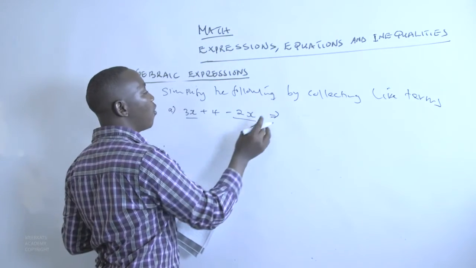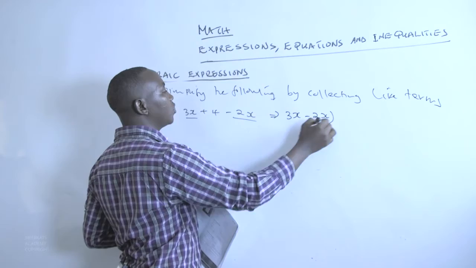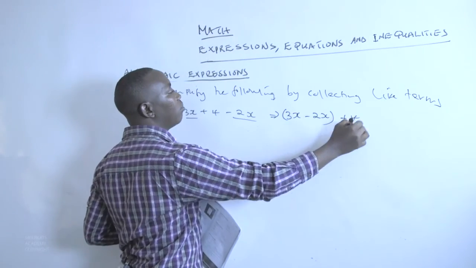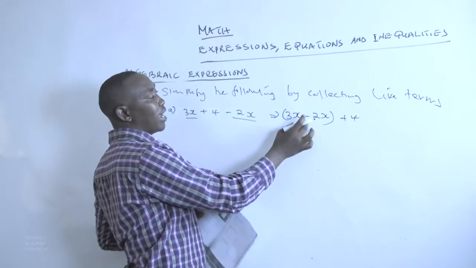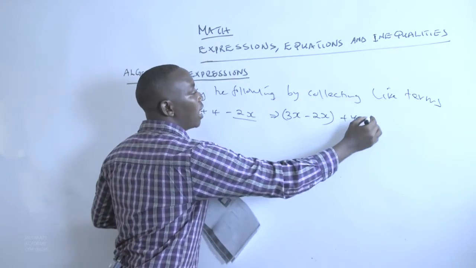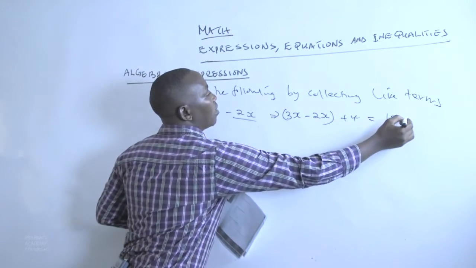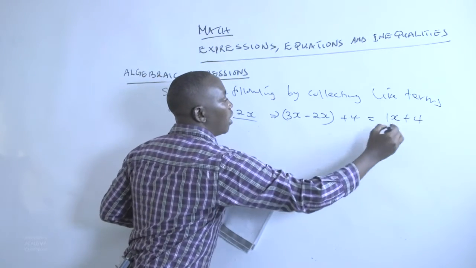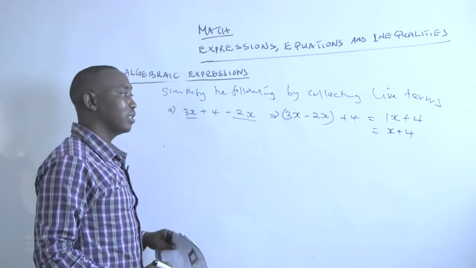So when we collect them, we shall have 3x, subtract 2x, then plus 4. 4 is unlike the others. When you take 3x, subtract 2x, we get 1. Therefore, this gives us 1x plus 4. This is simply x plus 4.